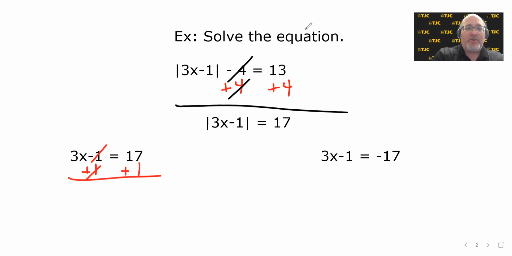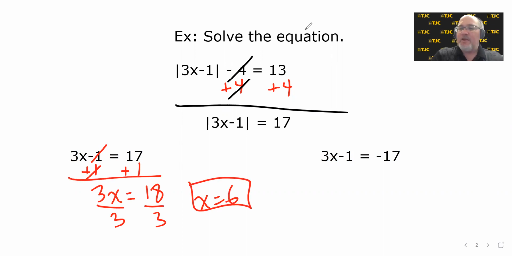We're going to add 1 to both sides of the first equation to get 3x equals 18. And when we divide by 3, we end up getting x equals 6. 18 divided by 3 is 6. But on the other one, when we solve using the exact same moves, we'll get a different outcome because the number on the right side of the equal sign was not 17, but negative 17. Still going to add 1 to both sides. This time negative 17 plus 1 is negative 16.